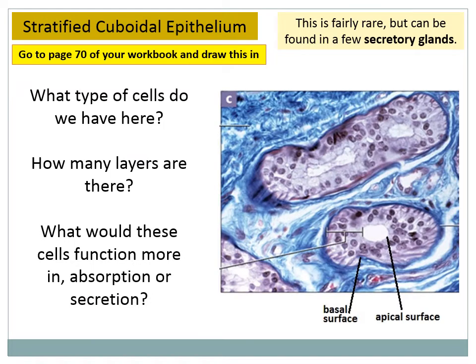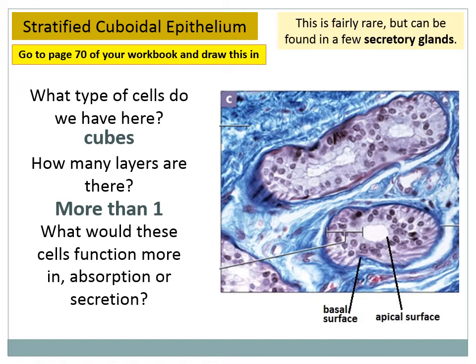Then we have this tissue here. When we look at the basal versus the apical surface, hopefully we can see what kind of cells they are. So what type of cells do we have here? Yeah, these are cubes. So these are cube shaped, so this is a cuboidal type of epithelium. And how many layers do we have in between that apical and the basal surface? Yep, more than one. Okay, so we know that these would be stratified cuboidal epithelium because we have more than one layer and they are cube shaped.